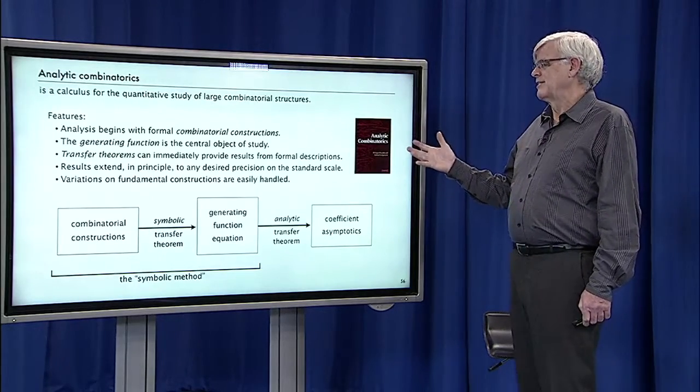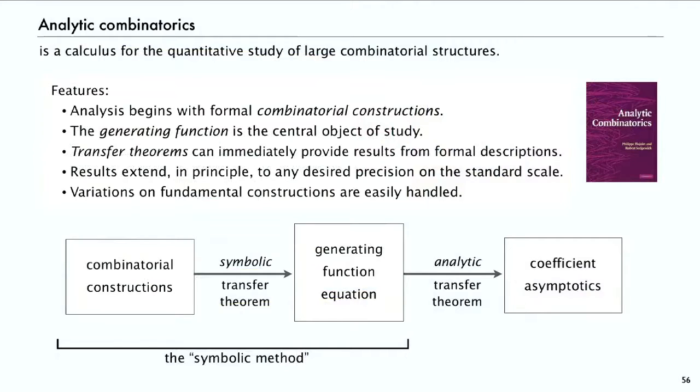So this is the slide that I started up with that maybe makes a little more sense now that we've gone through a number of examples. In analytic combinatorics, we begin with combinatorial constructions. We use symbolic transfer theorems to get generating functions. They're the central object of study because we transfer to them from combinatorial constructions, and we extract coefficients from them using analytic transfer theorems. In principle, we can do this to any precision on the standard scale, and we can handle variations as well.